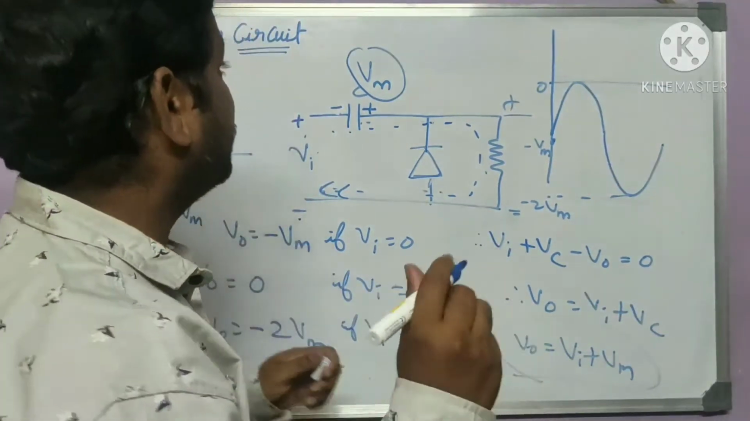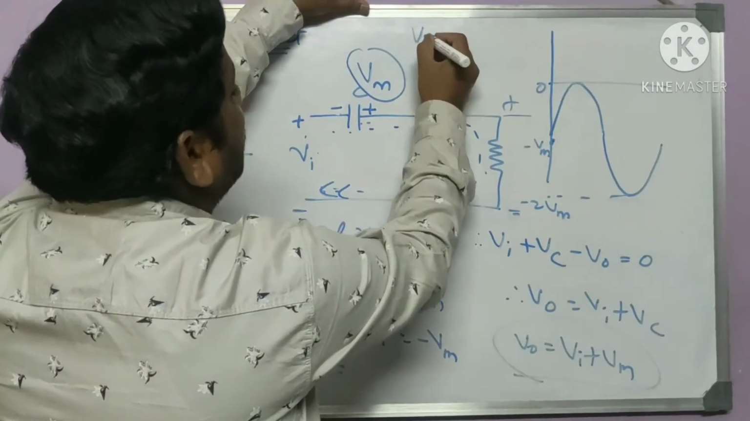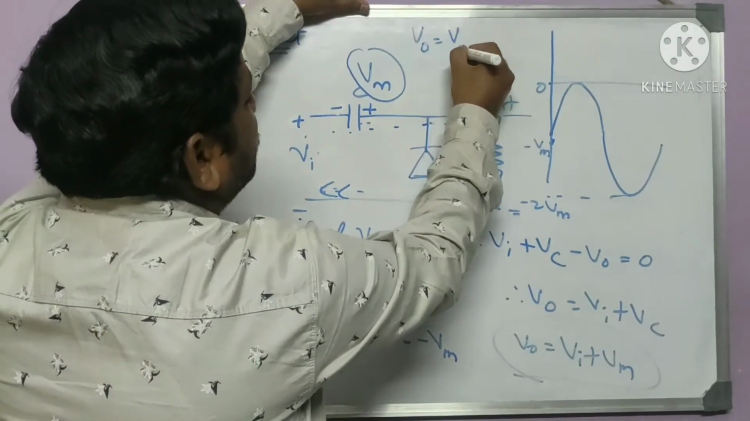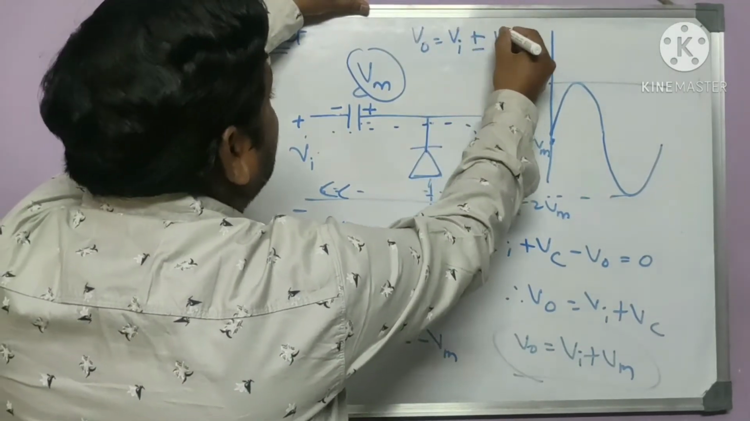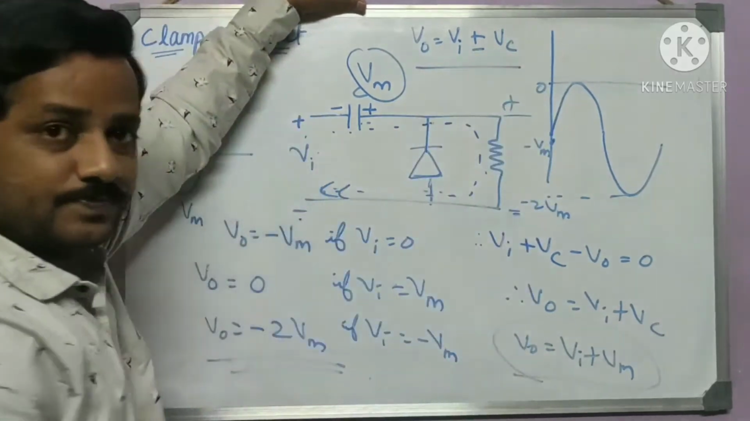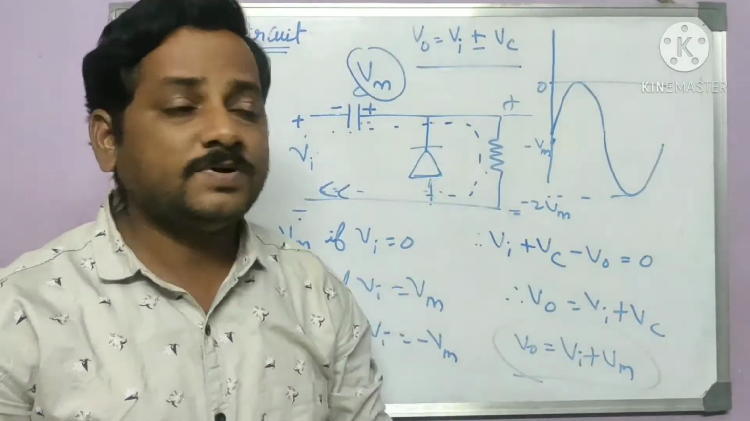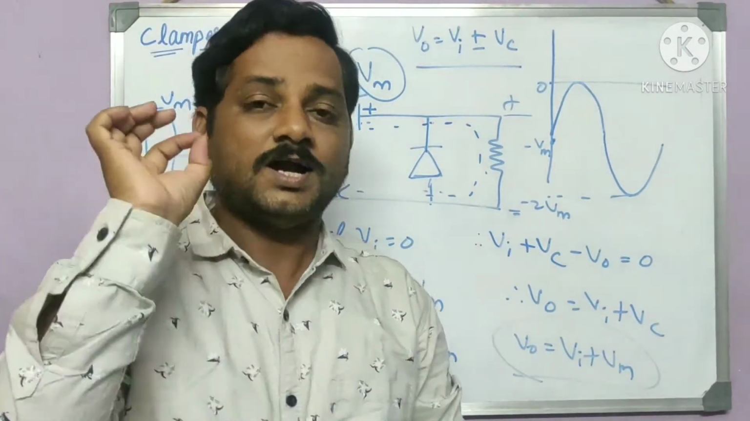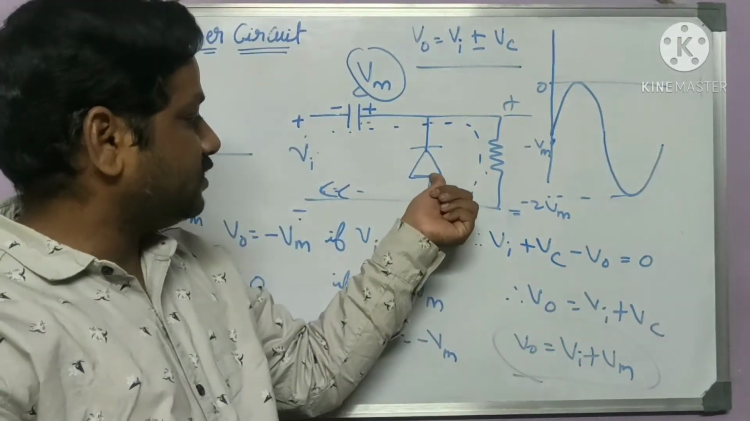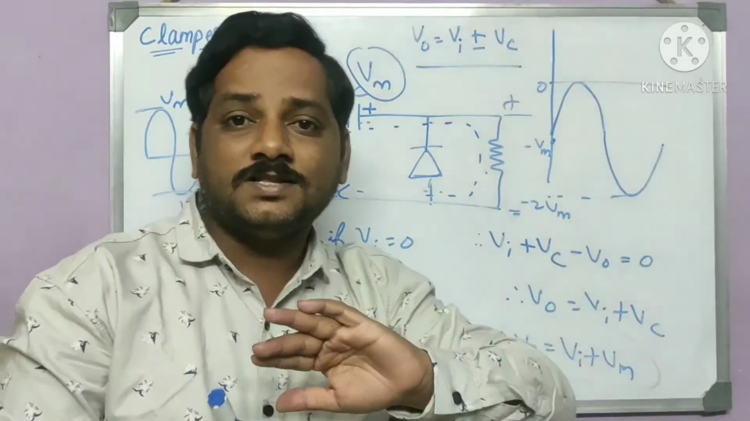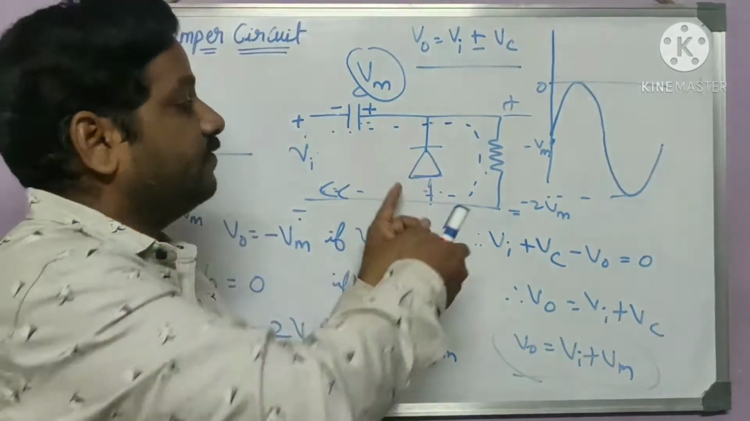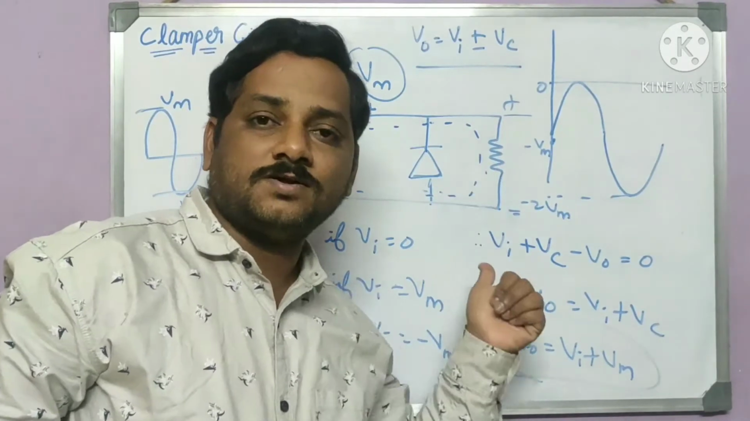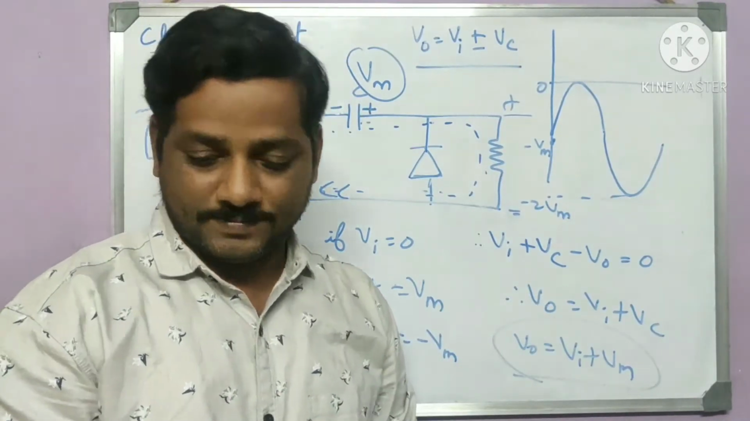So in short we can say the output voltage of a clamper circuit can be given as Vin plus or minus Vc. This is in general. Plus for positive clamper, minus for negative clamper. That is what you need to remember. And one more thing, if the positive terminal is towards the ground, then that is a positive clamper. If it is reversed, negative terminal is towards the ground, then that is a negative clamper.